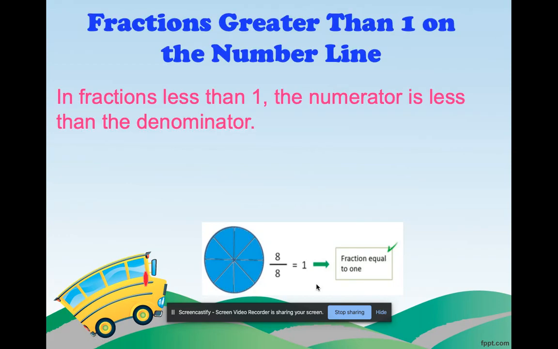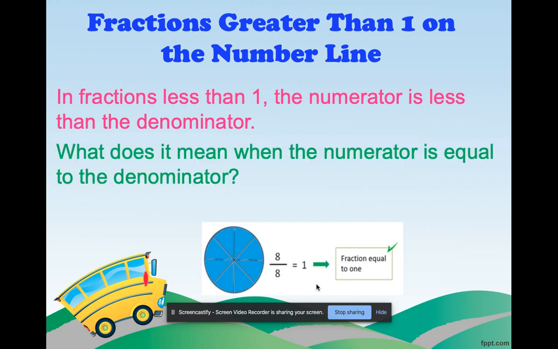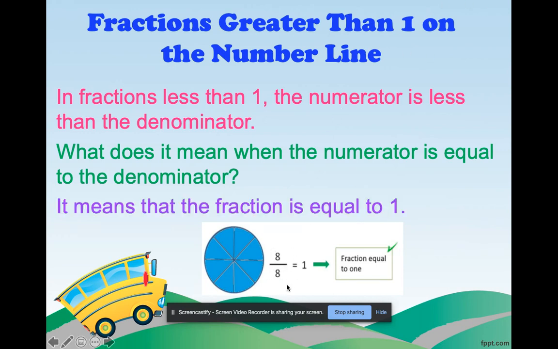In fractions less than 1, the numerator is less than the denominator. For example, 1/2, 1/3, the numerator, which is 1, is less than the denominator. What does it mean when the numerator is equal to the denominator, like what we see here? It means that the fraction is equal to 1.